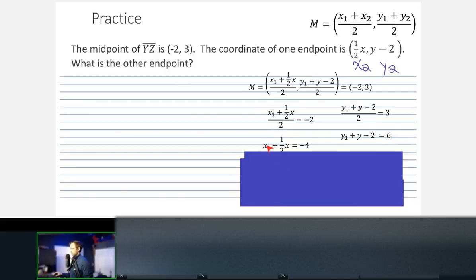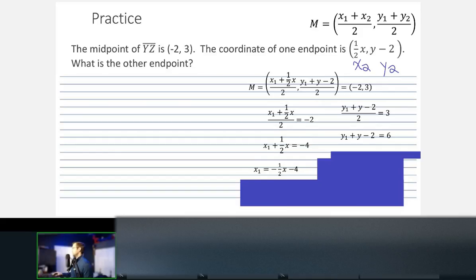All right, Nick, remember, our goal is to solve for the other coordinates. So we're trying to solve for x sub 1 and solve for y sub 1. So we want to get everything else to the other side. What should I do on my equation on the left? What operation should I do? Subtract 1/2 x both sides. Good. We always have the x term first, so we subtract 1/2 x both sides, and we're left with x sub 1 is equal to -1/2 x minus 4.